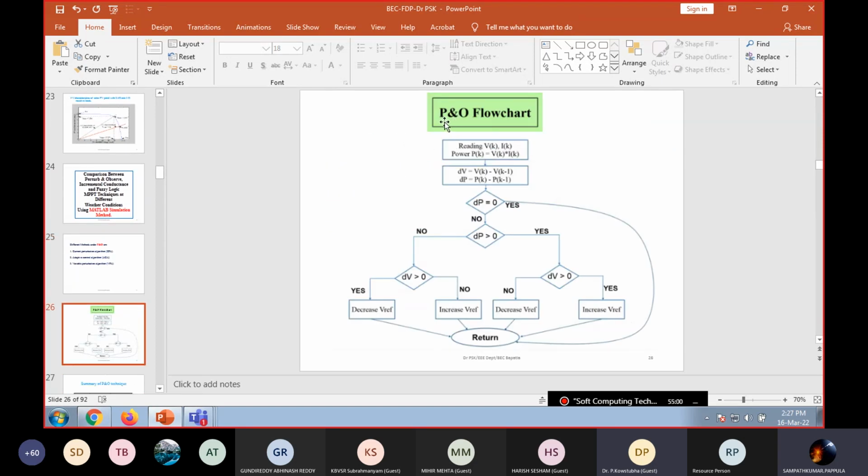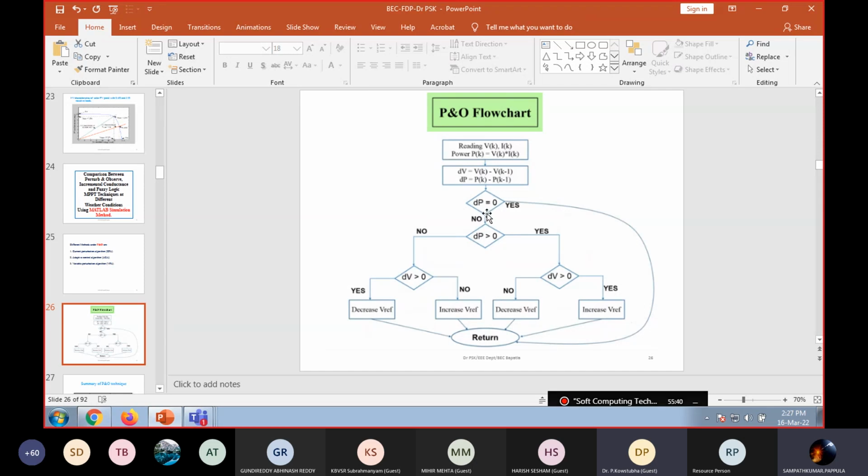In the P and O flow chart, first of all measure the two parameters, the voltage and the current. After that find out the power. The power is equal to voltage into current. Changing in the voltage is V of k, that is the present value, and this one is the previous value. Then find out the changing in the power: present power P of k, and P of k minus 1 is the previous power value. So measure these two values.